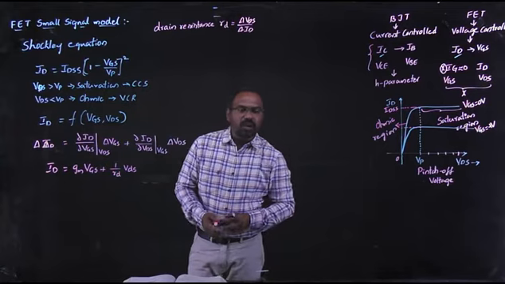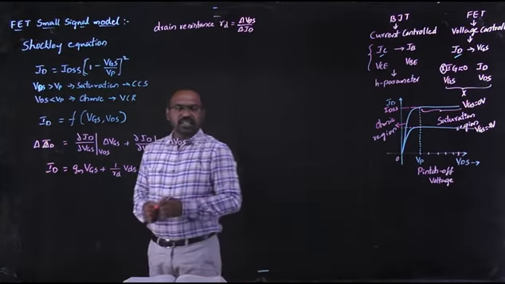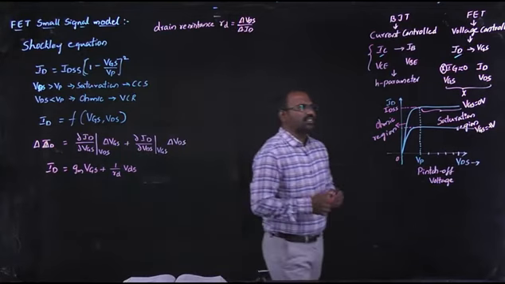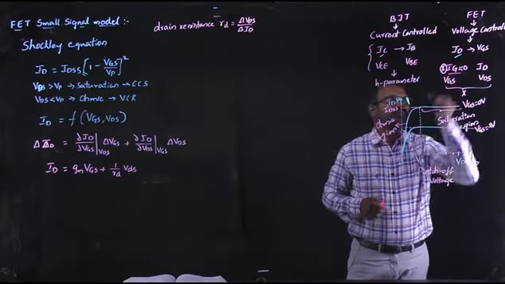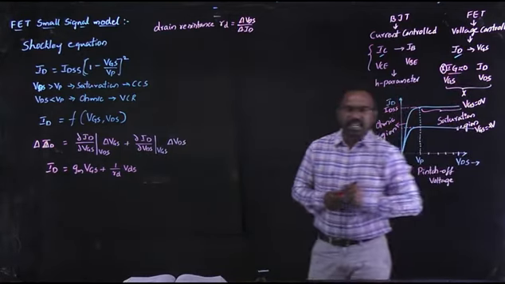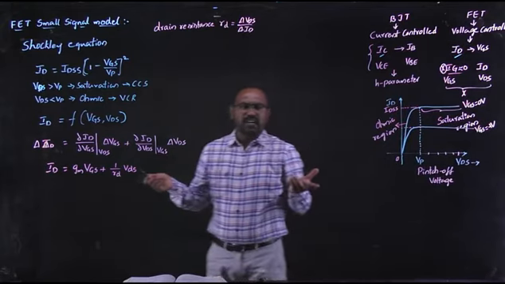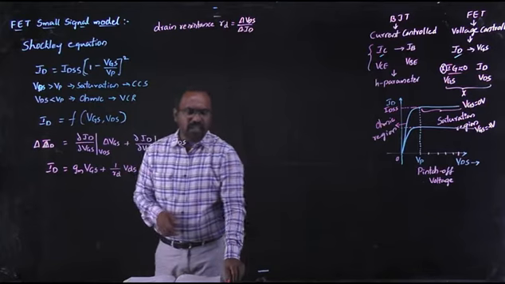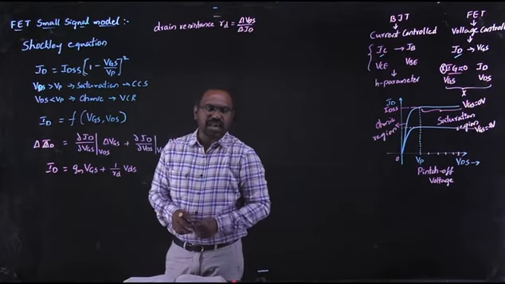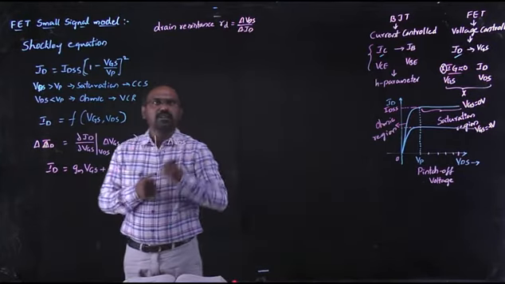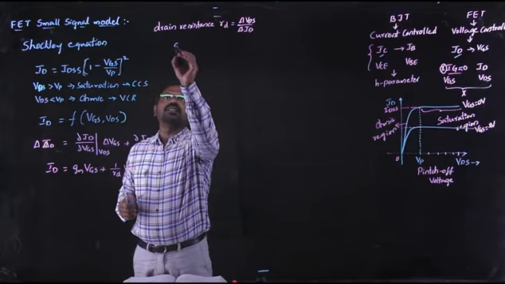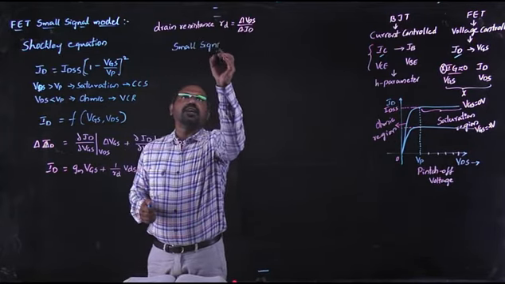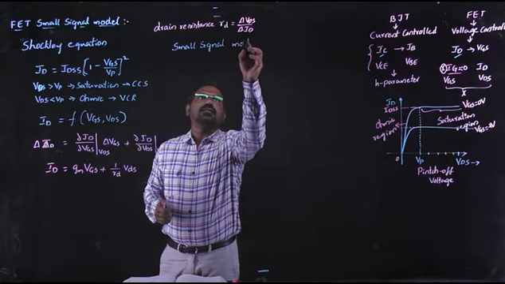Generally, one more important point is that the gate current for the field effect transistor is 0. IG is 0. That means between gate and source, we can't find anything. That is the reason why generally we make the gate and source open circuited. So if we write the small signal model for the FET, I am drawing the circuit diagram, the small signal model.